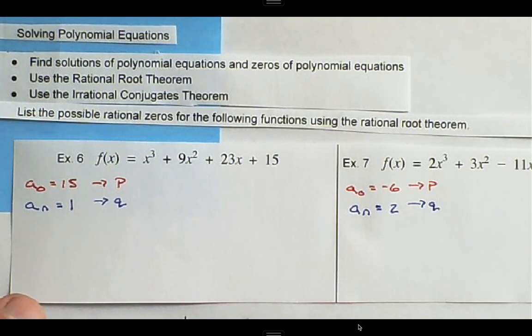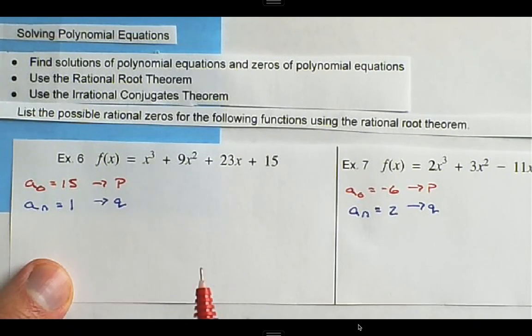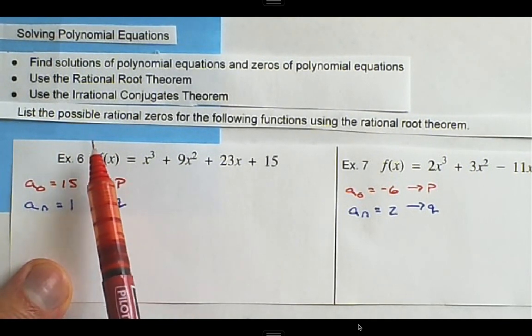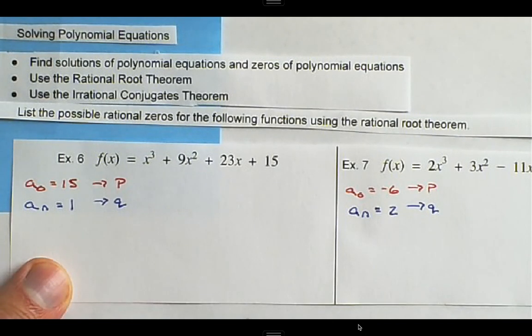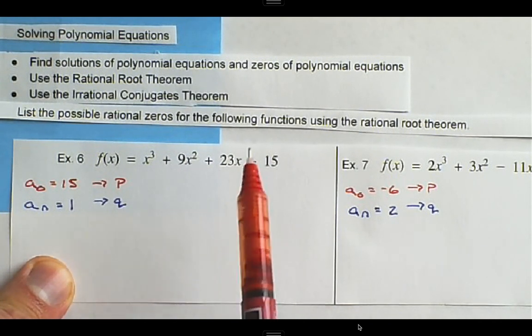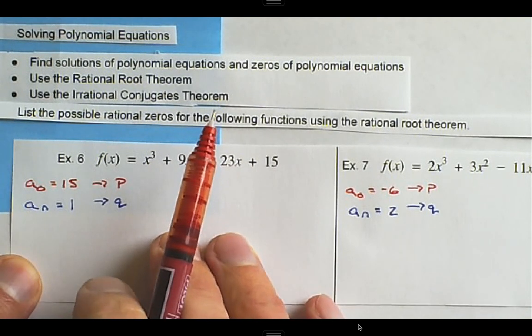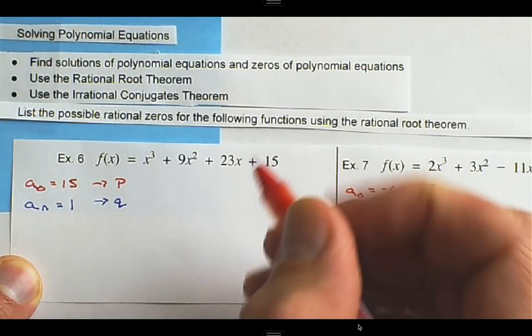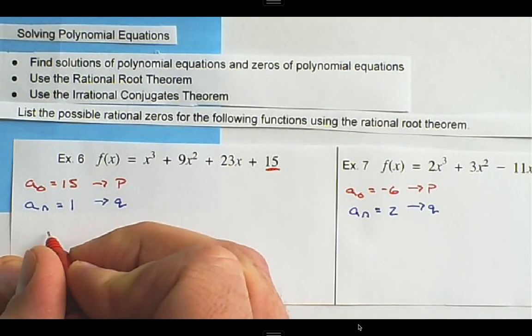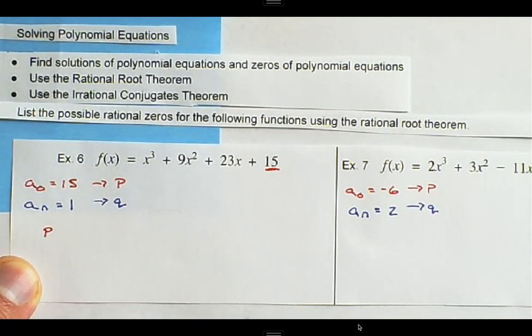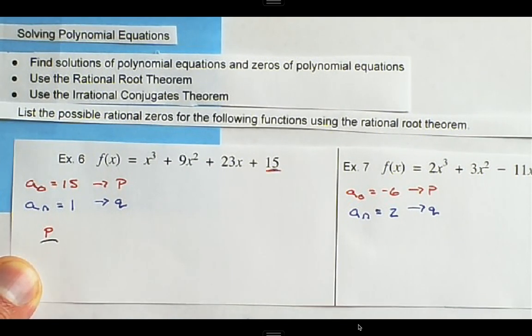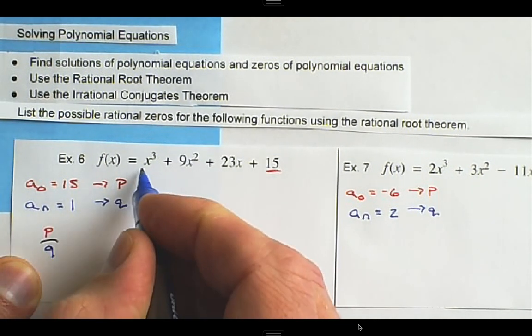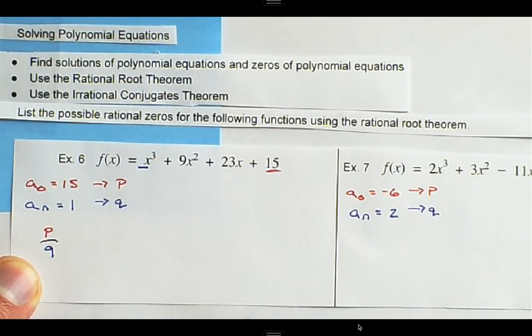So we are solving polynomial equations, and we're going to use the rational root theorem to list all the possible zeros for this function. The rational root theorem says that we want to take all the factors of a sub o, which in this case is 15, and divide them by all the possible factors of q. In this case, our lead coefficient is 1.